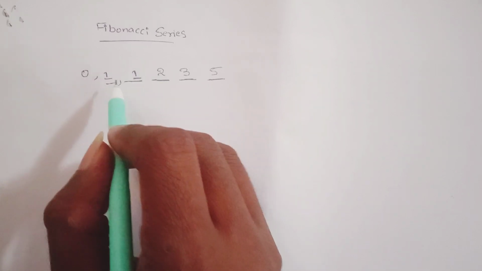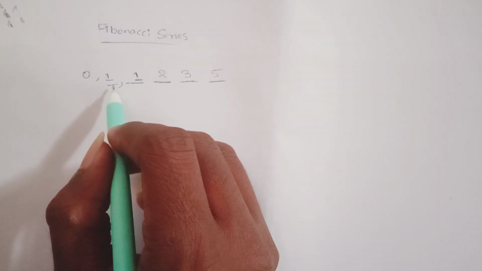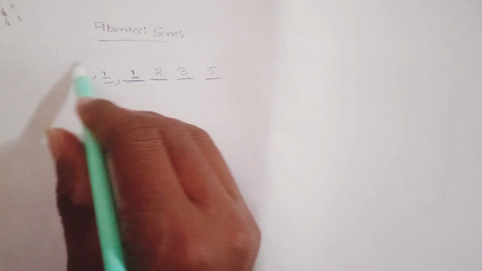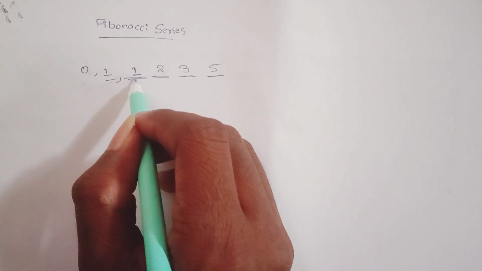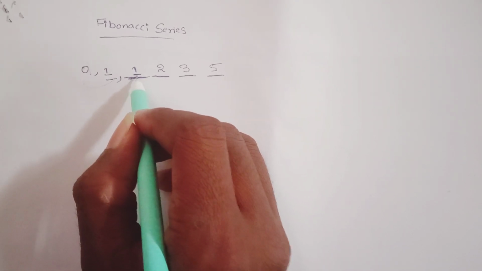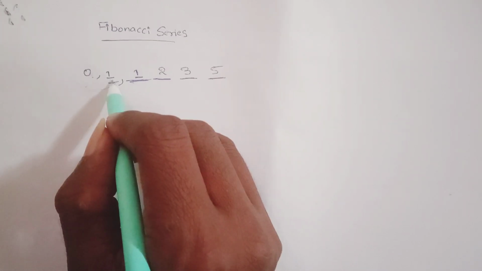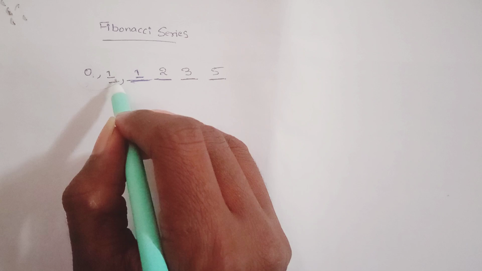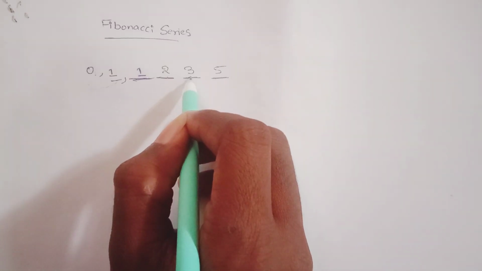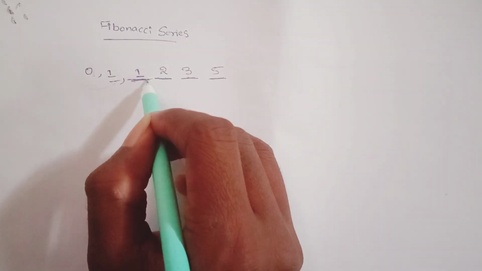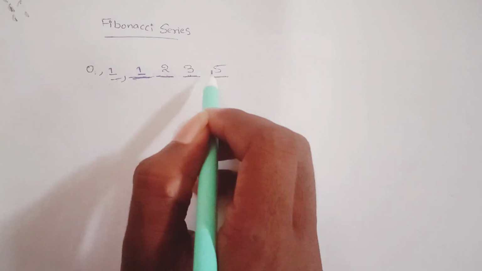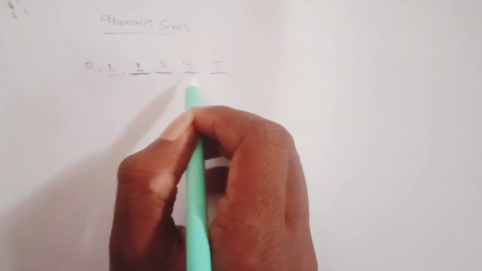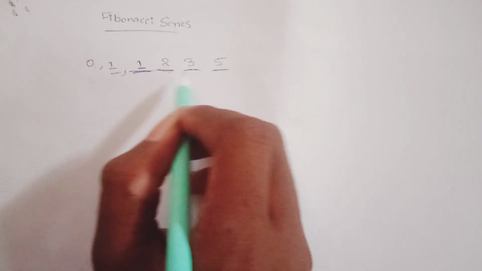A Fibonacci series is a sequence of numbers in which every number is the sum of the preceding two numbers. See, here you can see we got this 1 by adding its previous two numbers, that is 0 plus 1 is 1, and we got 2 by adding the previous two numbers, that is 1 plus 1, which is 2, and we got 3 by adding the previous two numbers, that is 1 plus 2, which is 3, and we got 5 by adding the previous two numbers, that is 2 plus 3, which is 5. So this way we can represent a Fibonacci series.